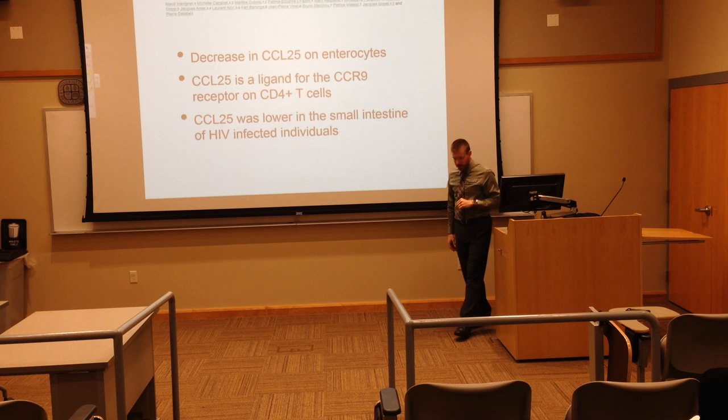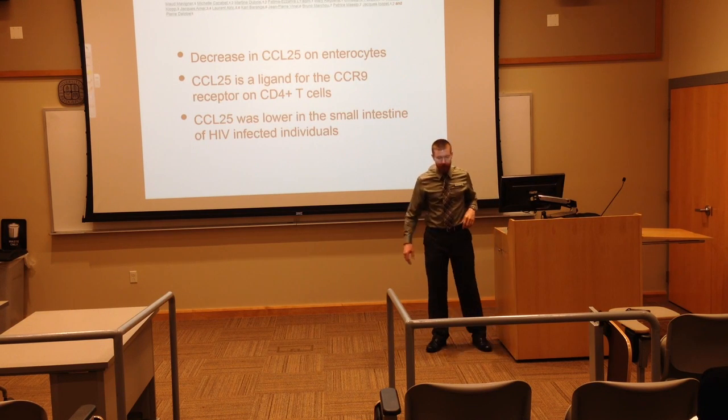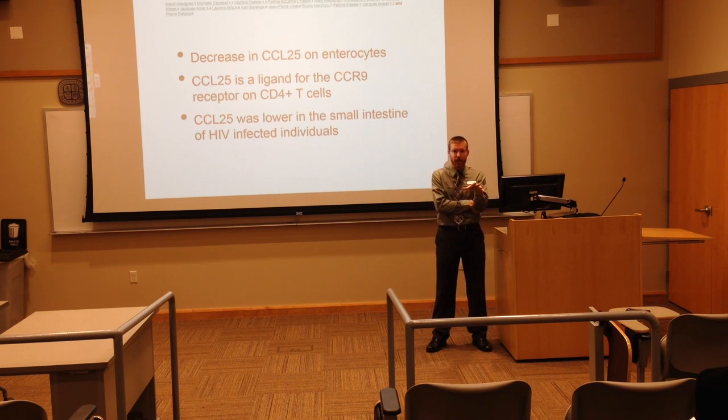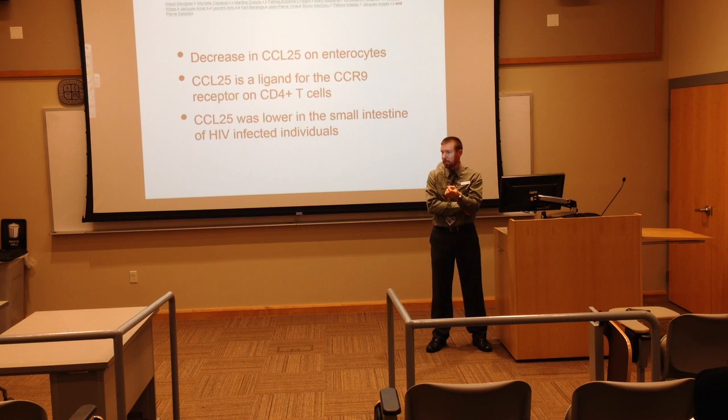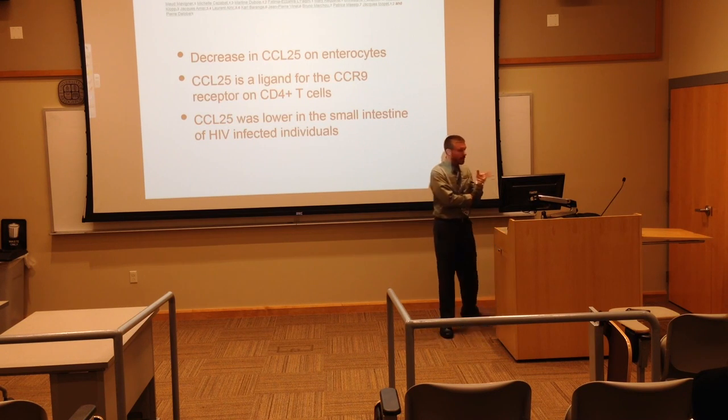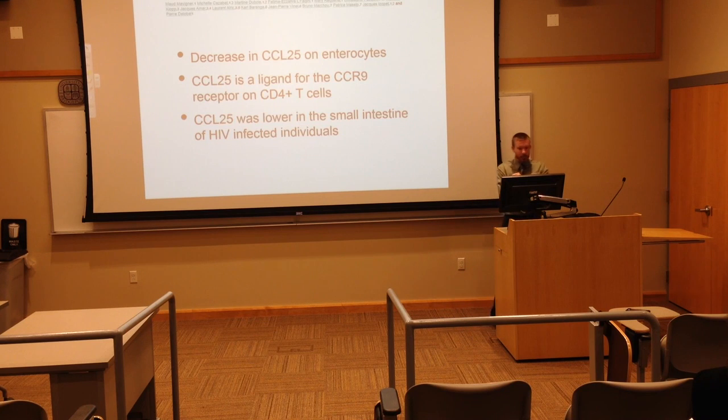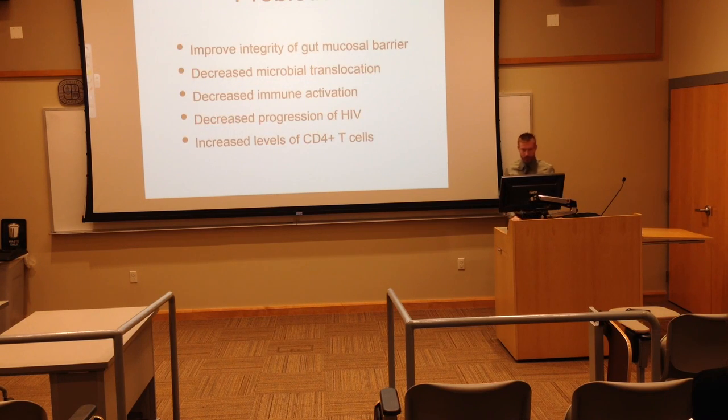There's also a decrease in what is called CCL25. That's a ligand on enterocytes, and it's like a homing device to draw in CD4 positive T cells, because we're losing the T cells in the GI tract. We need to increase it. We need to keep that population there. We need to restore it. So that's a problem. When we keep losing CCL25, we see that decrease in the small intestine of HIV-infected individuals because the enterocytes are being destroyed.